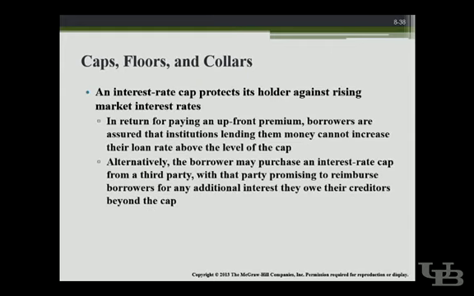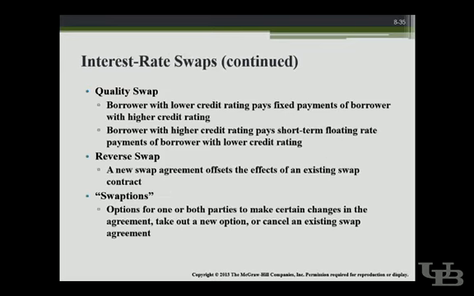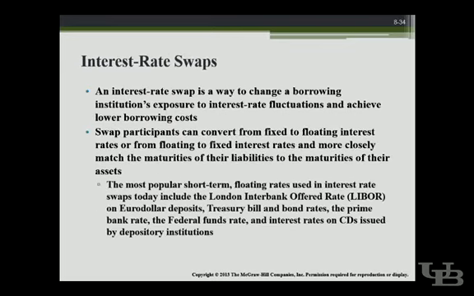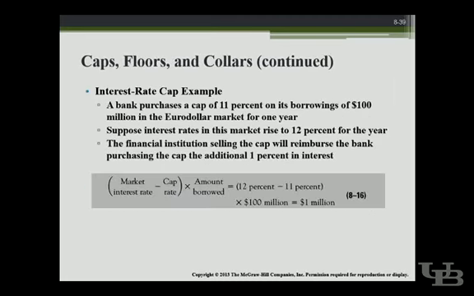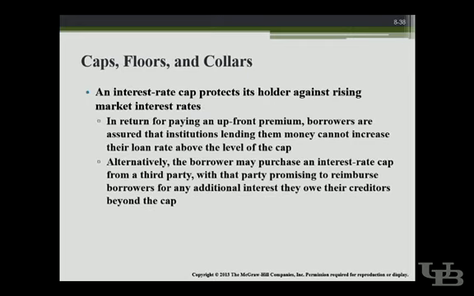Let's talk about caps, floors, and collars. These are three additional risk management tools that institutions use to a lesser extent. Most of the hedging is on futures contracts and options. They do interest rate swaps, but very little. And they also do caps, floors, and collars, but to a lesser extent.